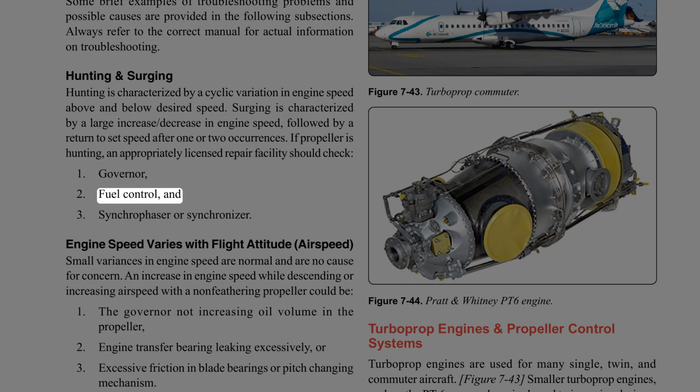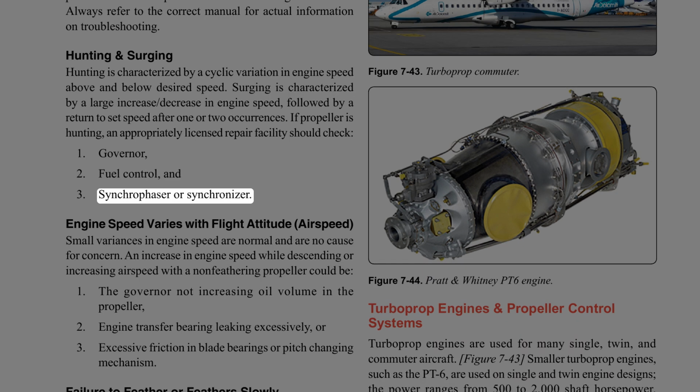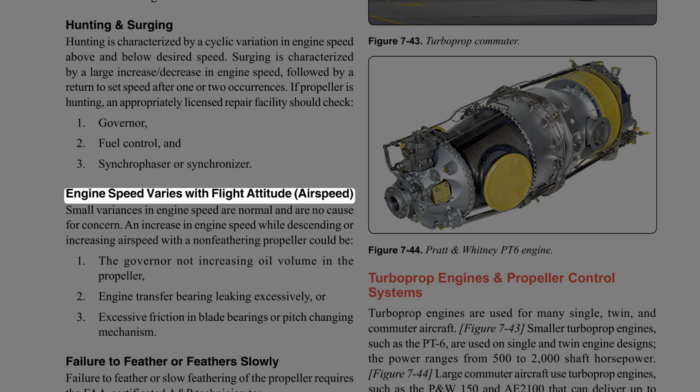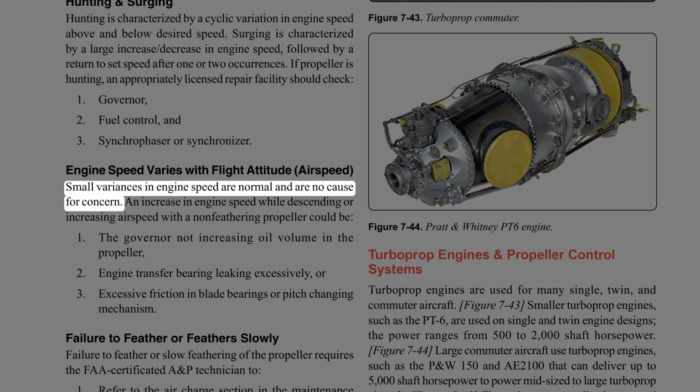Governor, fuel control, and synchrophaser or synchronizer. Engine speed varies with flight attitude and airspeed. Small variances in engine speed are normal and are no cause for concern.